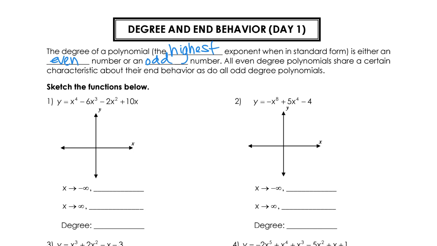highest exponent. All even degree polynomials, okay, share a certain characteristic about their end behavior, as do all odd degree polynomials. And we're going to figure out what that characteristic is by looking at the following four functions in 1, 2, 3, and 4, okay?